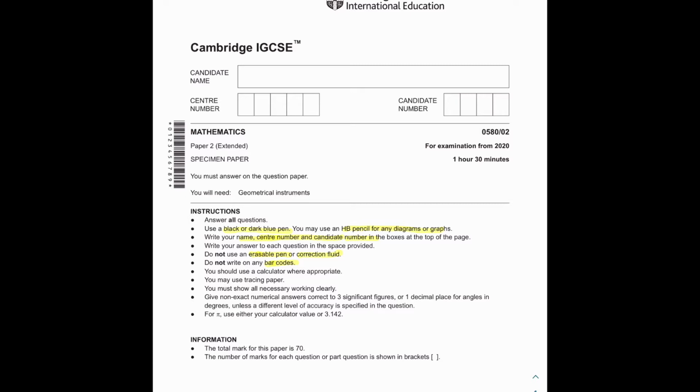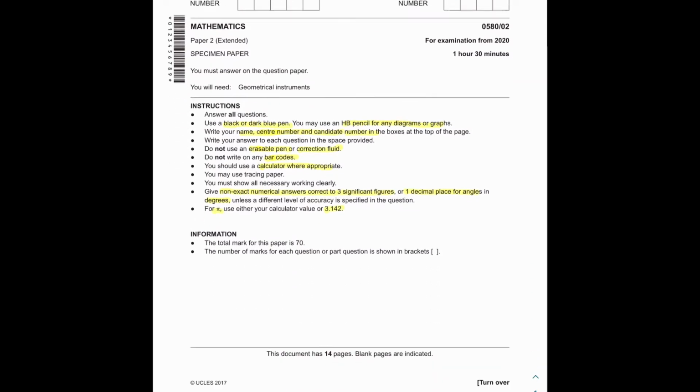You should use a calculator wherever appropriate. We'll be using calculators. You may use tracing paper; I've never had the need to do that. You must show all necessary working clearly. Give non-exact numerical answers to 3 significant figures, or 1 decimal place for angles. This is pretty important. So if it's not mentioned, make sure it's in 3 significant figures, otherwise 1 decimal place for angles, in degrees, not in radians. And use pi or 3.142. Okay, cool.